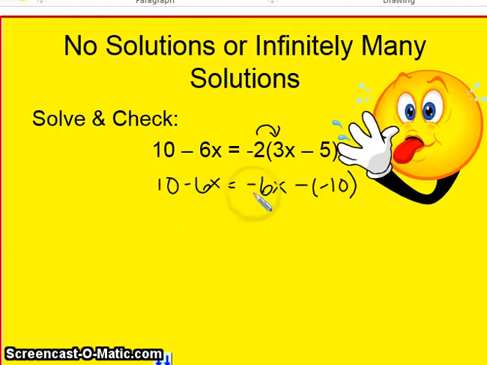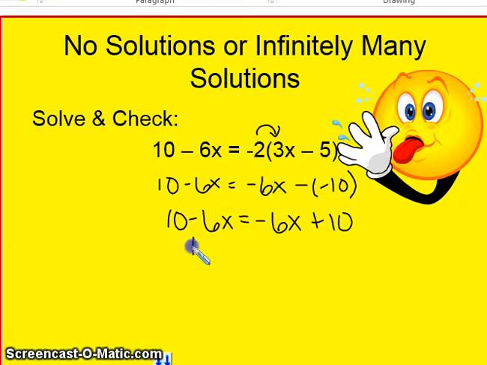Alright, so 10 minus 6x equals negative 6x minus a negative 10. Now we can simplify that, minus a negative. So we have 10 minus 6x equals negative 6x plus 10. Again, we want to get all the variables on the same side. So we can either move negative 6x to the right here or negative 6x to the left here. Now, since it's minus 6x, to move it, I'm going to add 6x to both sides.